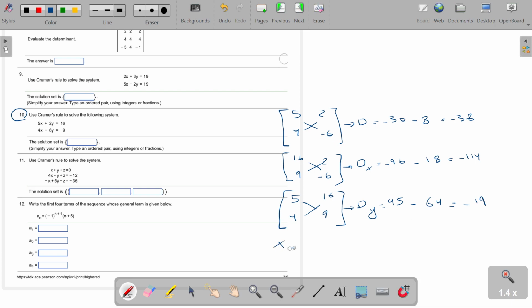And now we are ready to find x. X is dx divided by d, which is -114 divided by -38. And that's equal to 3. And y is dy divided by d. That's -19 divided by -38, which is 1 over 2. So the answer will be 3 and 1 over 2.